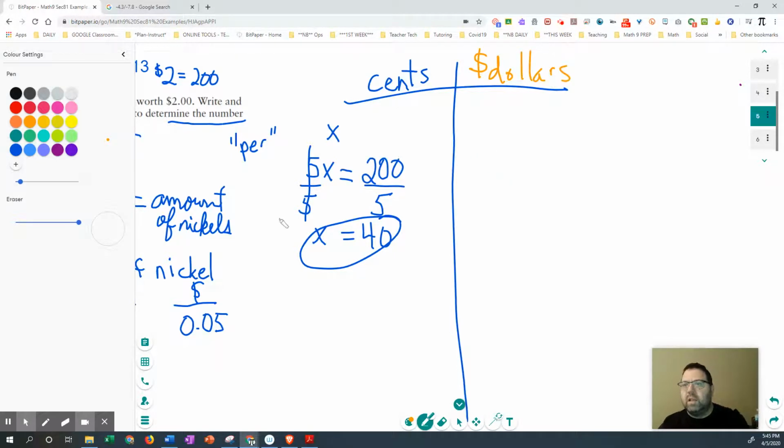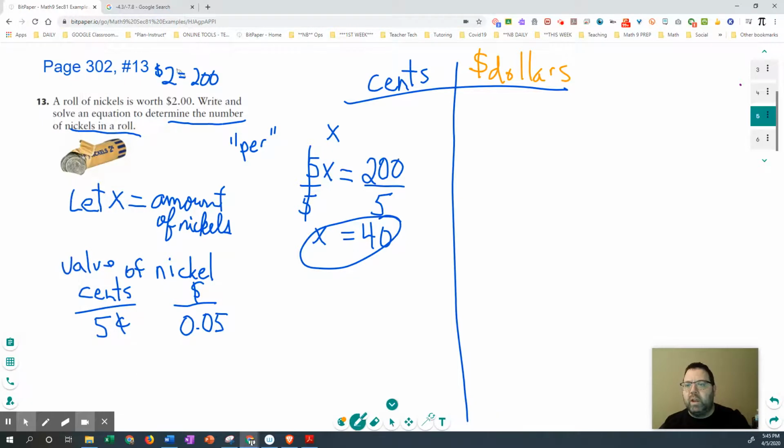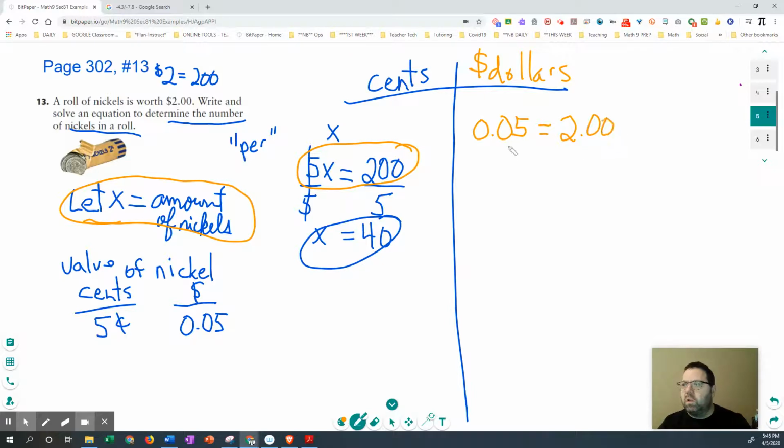Okay, same let statement, right? Let x equal the amount of nickels. Okay, there's no sense in rewriting it. Same sort of relationship. It's just we're actually gonna acknowledge that in terms of its relationship to $1, a nickel is only 0.05. All right. What do we have here? $2. All right, and then of course it's 5 cents per nickel.